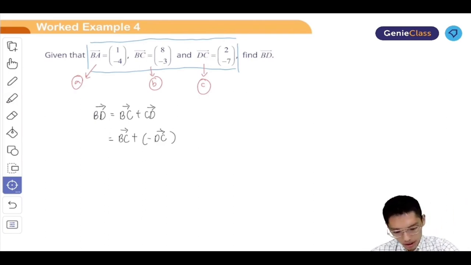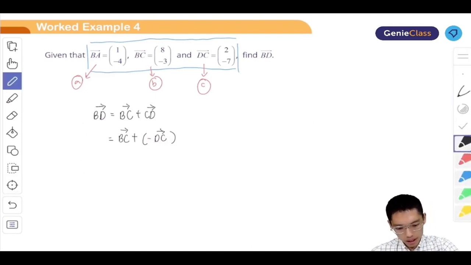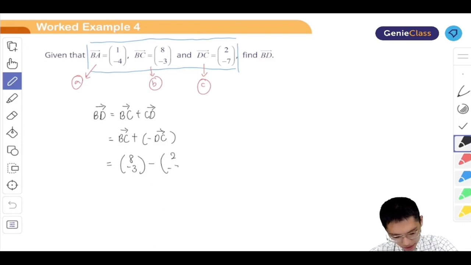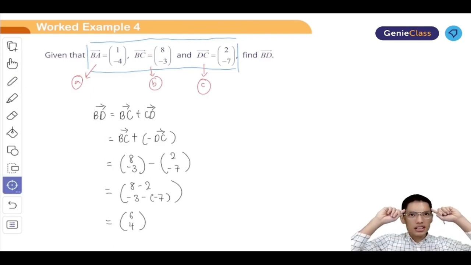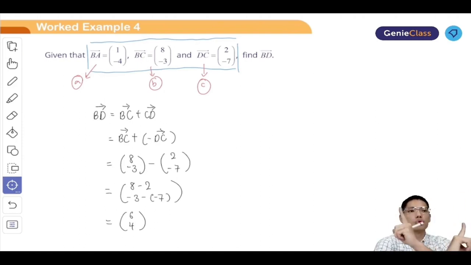Denise has given me a point. CD is negative. To switch the direction, all I need to do is change the alphabets, cut the Q, and then add a negative sign. So that's where I have 8, negative 3, minus, that's where I have my subtraction, 2 and negative 7. Yep, that's right. That's good. 8 minus 2, negative 3 minus negative 7. This is going to give me 6, 4. So it's a matter of knowing what vertices to use and pairing the vertices in mind. How do we switch it?